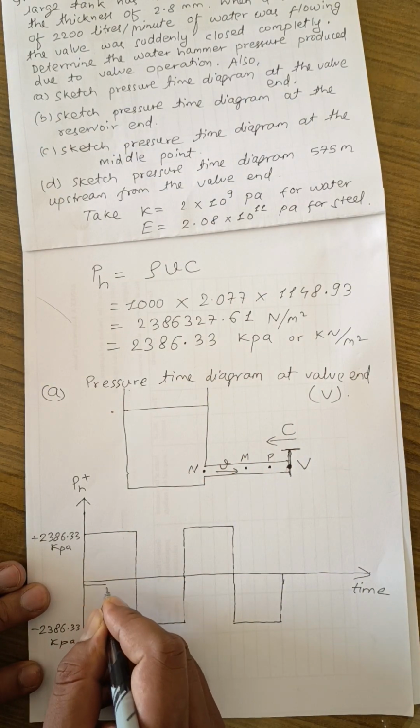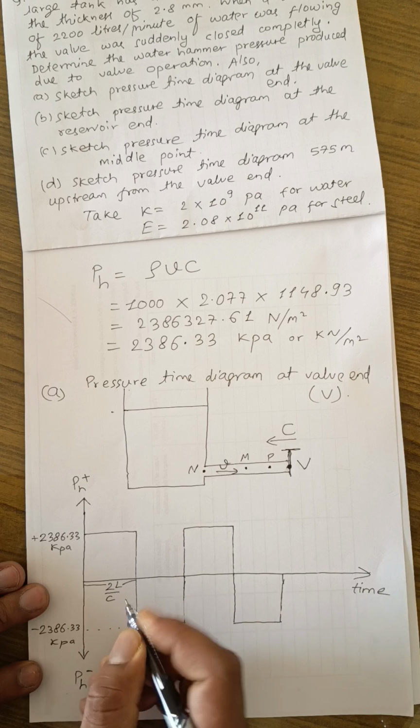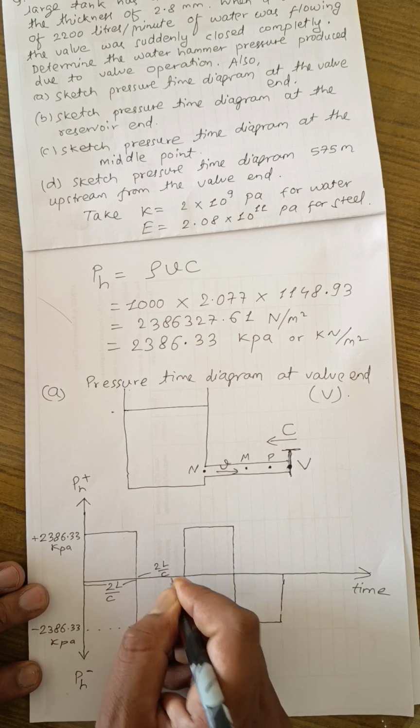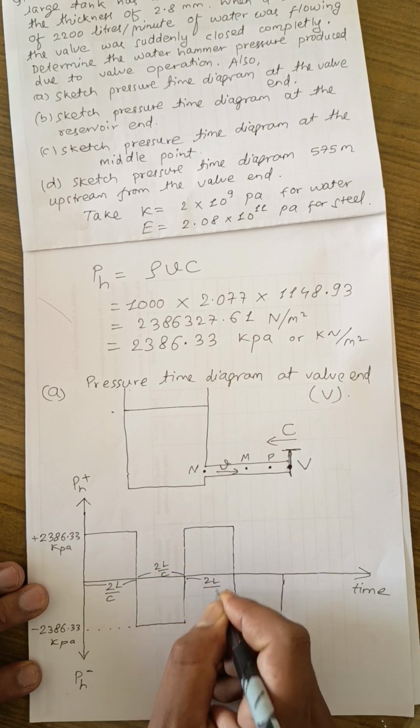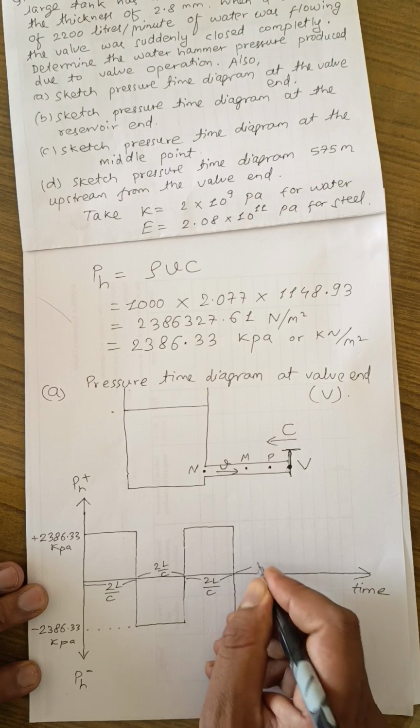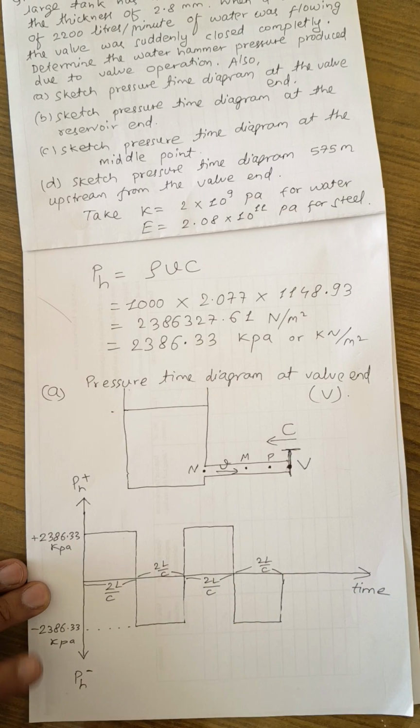So how much is this one? This one is going to be one cycle, that is 2L by C. And this another one is 2L by C. So this is 2L by C and 2L by C. Okay, so this is how you draw this. And if you put the value, let's calculate 2L by C.